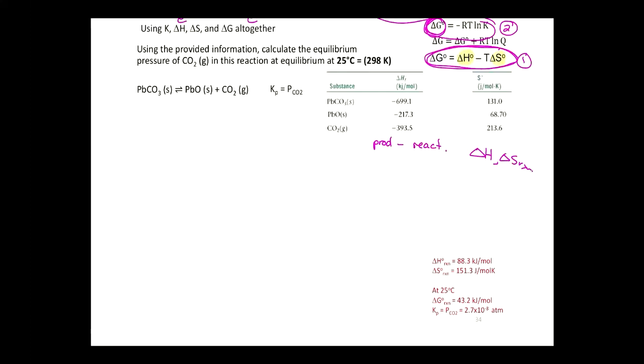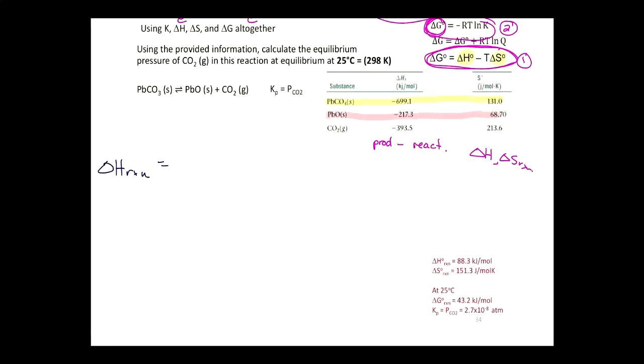So in this case, we're really using all of the skills we've learned thus far, that delta G is related to enthalpy and entropy changes as well. Okay, so let's do this. Delta H of this reaction is products minus reactants. So I'll just highlight these. There's my one reactant.